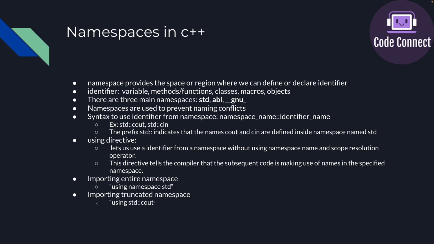Now we have to understand the std namespace, which is present in C++ and includes objects and other library components, so that all functionalities of standard libraries like cout, cin, vector, string, map and many others are organized into a single standard namespace. There are three main namespaces in C++: std, __abi, and __gnu.